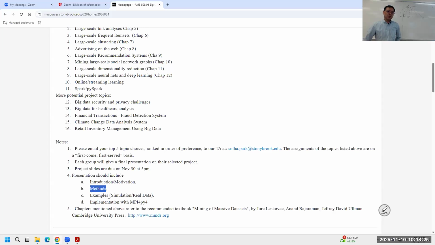You can talk about the small data method and also how you apply that method to big data. For example, with logistic regression, I first discuss how logistic regression is done in general, and then how to extend it to big data, right?